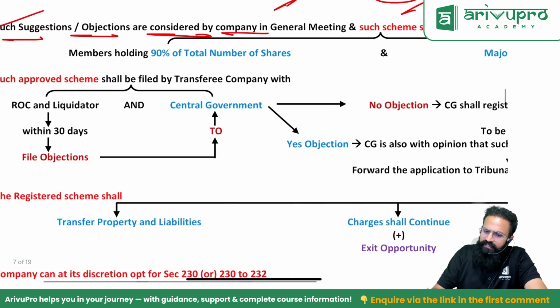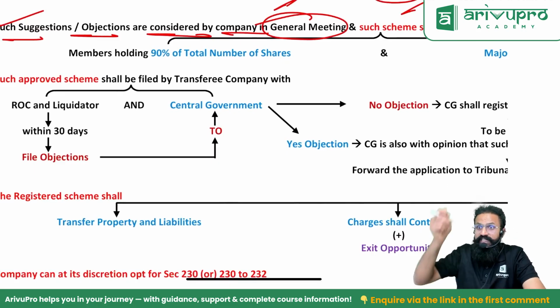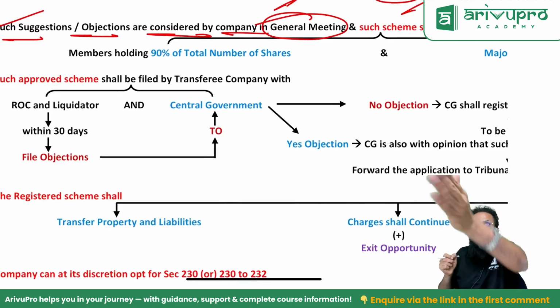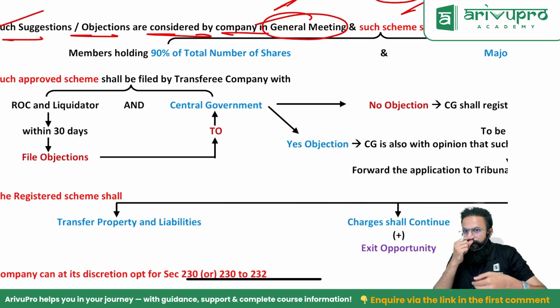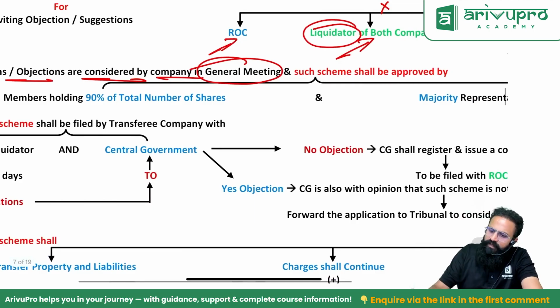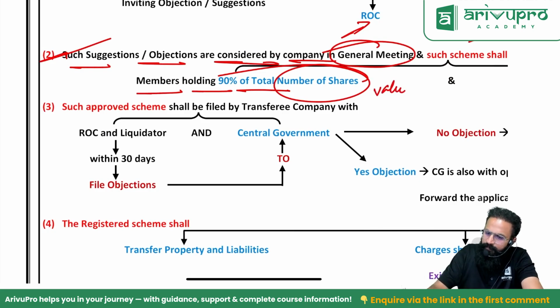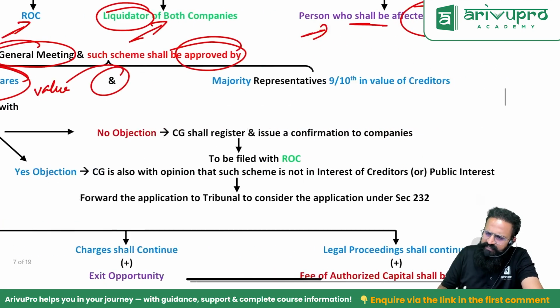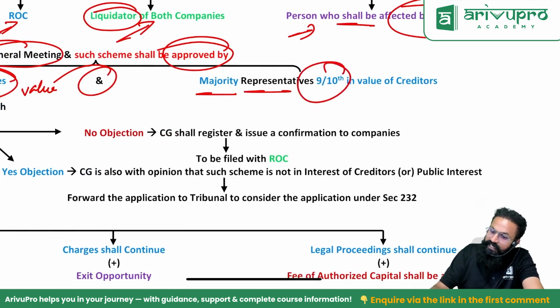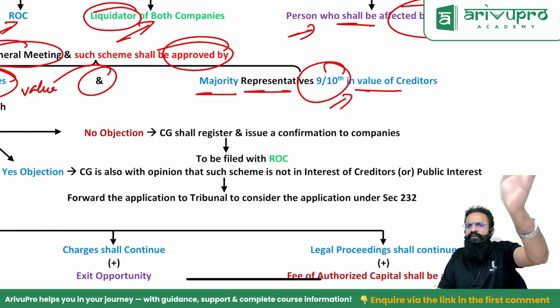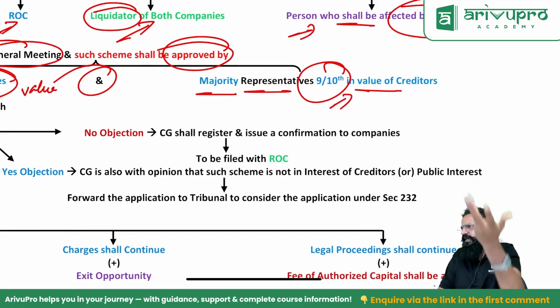Okay. Now, considered by the company in general meeting. Whatever the revised document is, now we will call for a general meeting. Shareholders, you come. And creditors, you come. Such a revised scheme shall be approved by members holding 90% of the total shares in value, and by a majority representing 9/10 in value of creditors. If we have both, we need to take approval from both. If we have one, we will take approval from one.